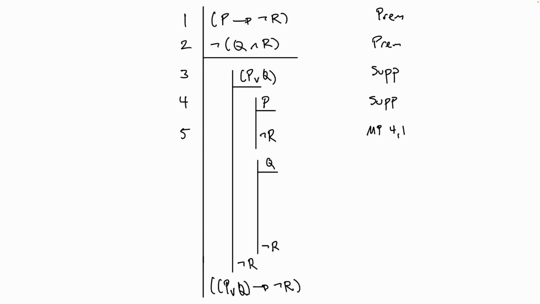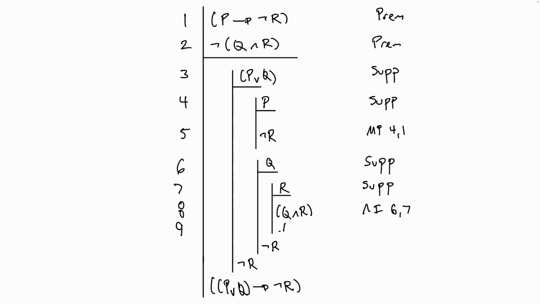To show that, notice that the second premise is the negation of the conjunction Q and R. So once we've supposed that Q is true, if we further suppose that R is true, that gives us the conjunction of Q and R, and hence we get a contradiction. So by reductio, we get not R. That allows us to derive not R under the supposition P or Q using the disjunction elimination rule, appealing to the disjunction at line 3, the subproof from 4 to 5, and the subproof from 6 to 10.